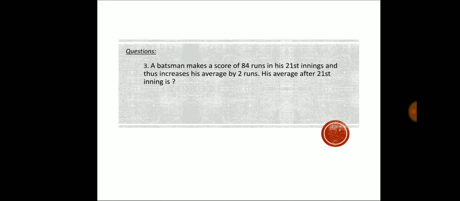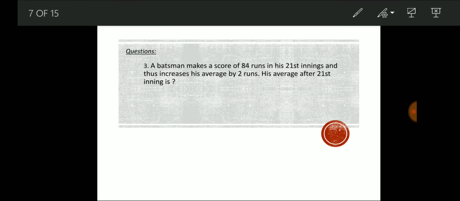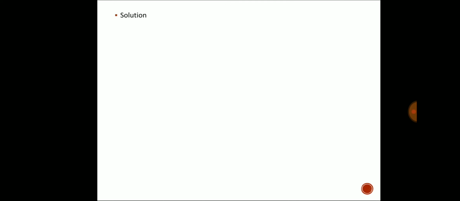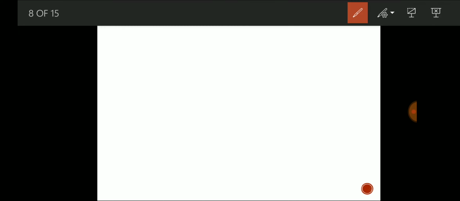So let's find the average now. 84 runs in the 21st innings, so his average is increased by 2 runs. So his average getting increased by 2 runs means, after the 21st innings, he scores 84 in his 21st innings.